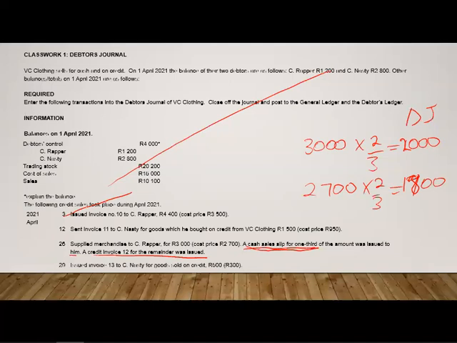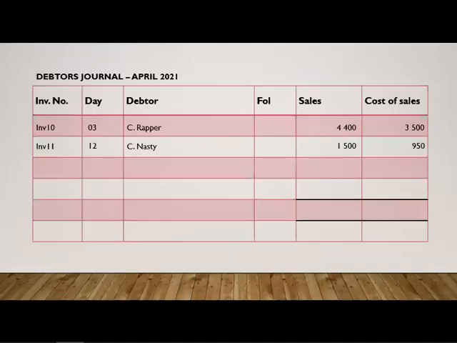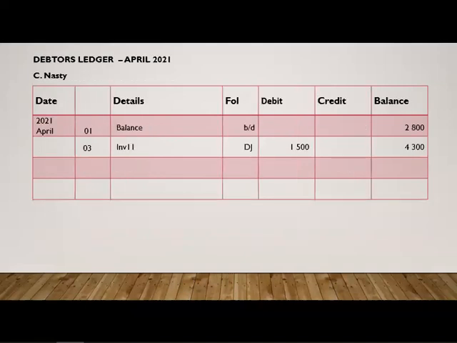Okay, so how do we record this? In the debtors journal, we will have invoice number 12, 26, and it will be C Repa, that is 2,000, and the cost of sales, we will have that 1,800. I will simply go to C Repa's general debtors ledger. I will have the date was the 26th. I don't know why these dates are wrong here. This will be the 12th and this will be the 26th.